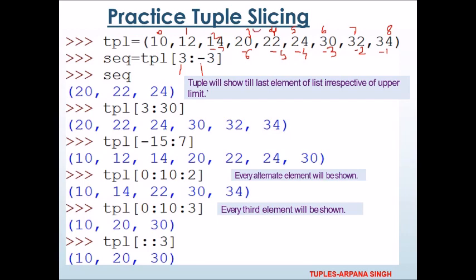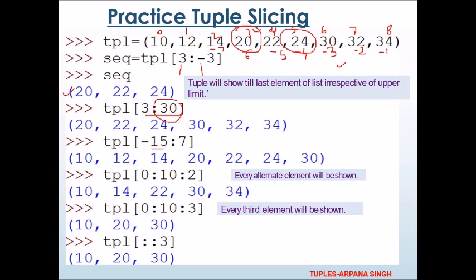so this is 3 and this is minus 3, so the elements within this, and one less from the last index, that is minus 3 means it will be minus 4, since minus 3 minus 1 is minus 4. So from the third index to minus 4 index, 20 22 24 will be the output. Similarly 3 to 30: when the index is out of range, it will take up to the last limit. There is no index like 30, the last index is 8, so it will be from 3 to the end of the tuple, that is from 20 to the end.